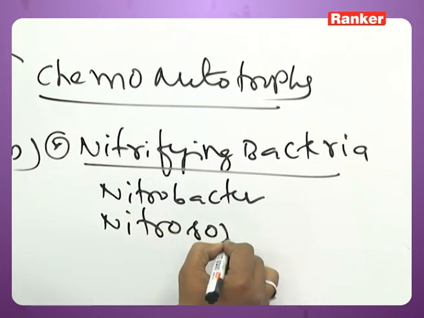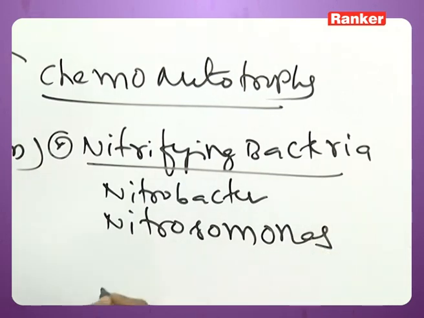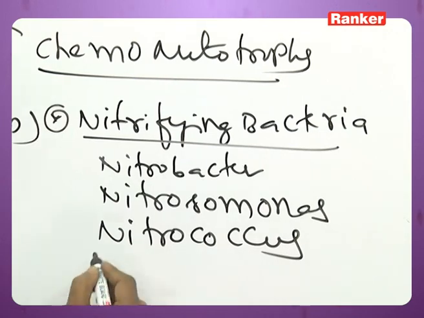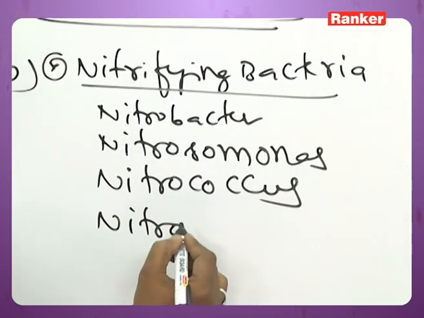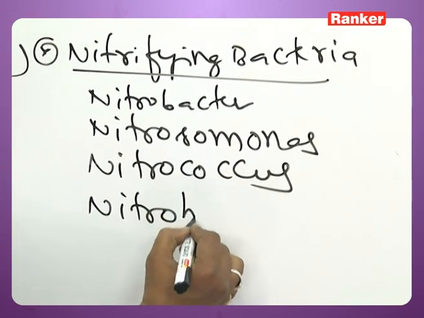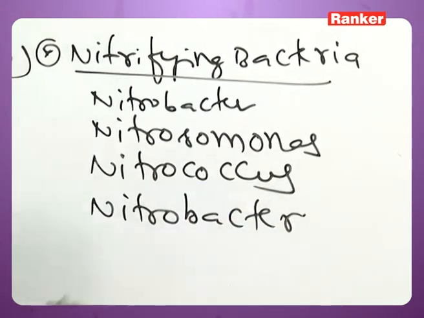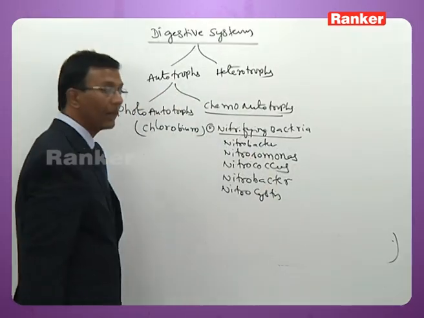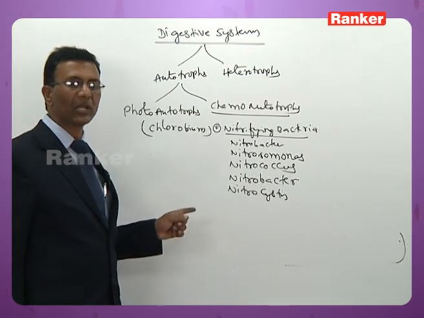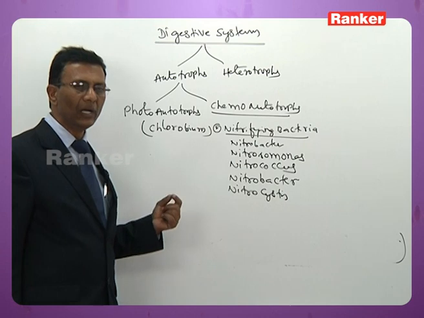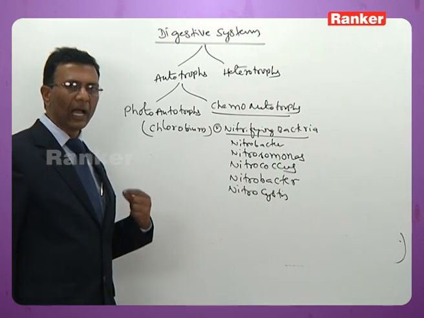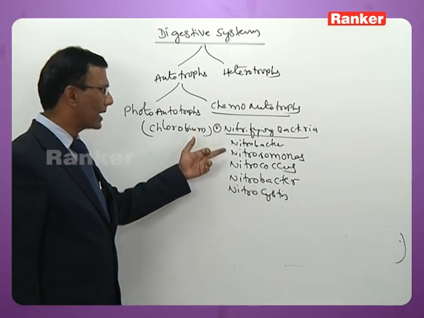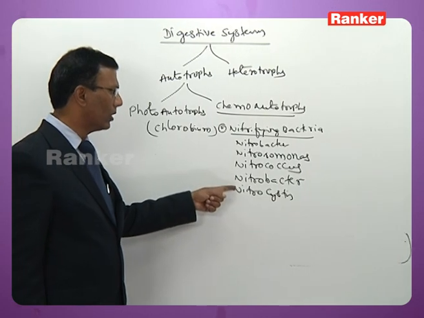Nitrosomonas, Nitrococcus, Nitrobium, Nitrobacter, Nitrocystis. These are all called nitrifying bacteria. You need to remember all these examples. Anything can be asked in NEET here. Like you may get a question, which of the following bacteria have the ability to synthesize their own food by making use of chemicals? To be able to remember this: Nitrobacter, Nitrosomonas, Nitrococcus, Nitrocystis.